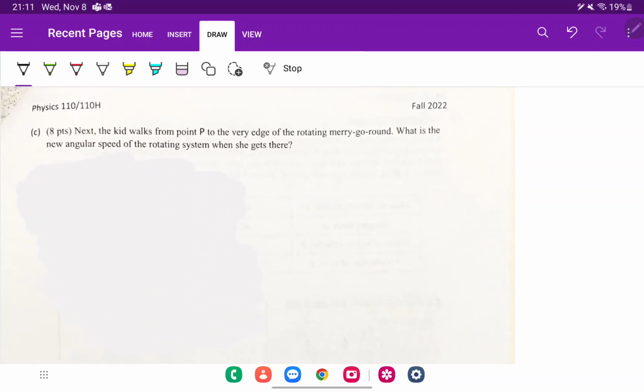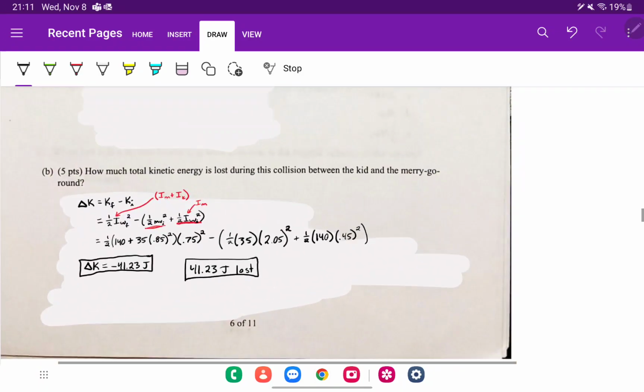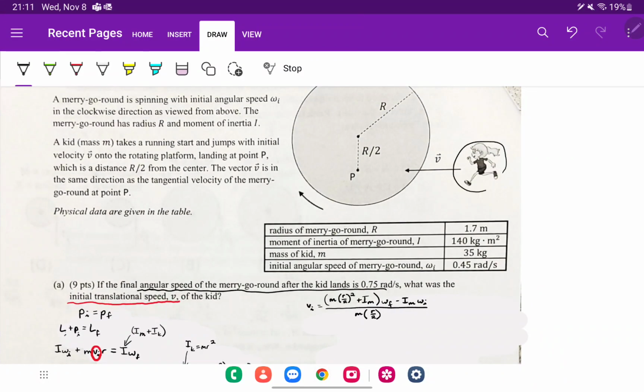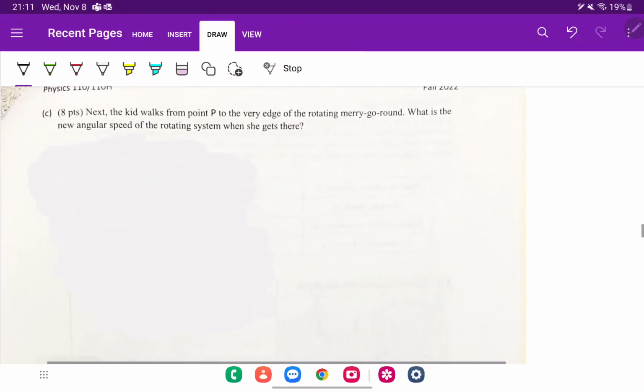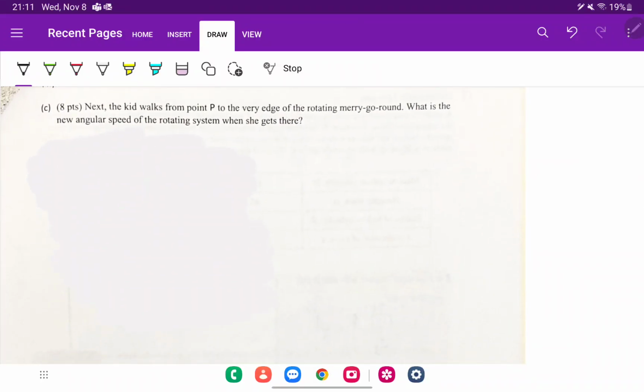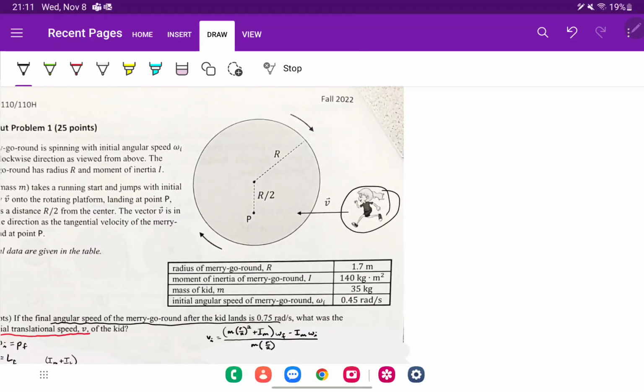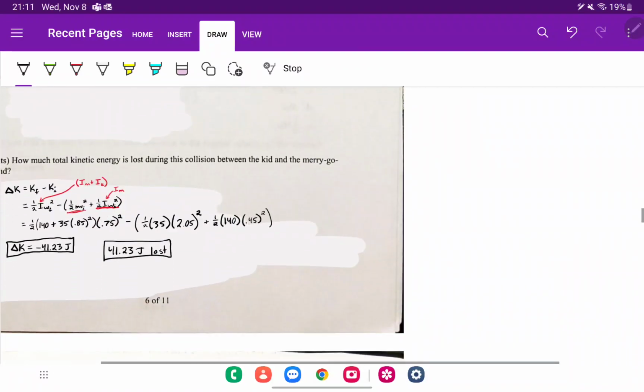So in this question, the kid is already on the merry-go-round, so we're pretty much starting at the end. We don't have to worry about her being over here anymore because she's now on the merry-go-round. Now she's walking from the point she's at to the point P on the very edge of the rotating merry-go-round, and they're asking for the new angular speed. So she starts at point P when she jumps on the merry-go-round, and she walks, while it's still spinning, to the edge of the merry-go-round. And it wants to find the new speed.